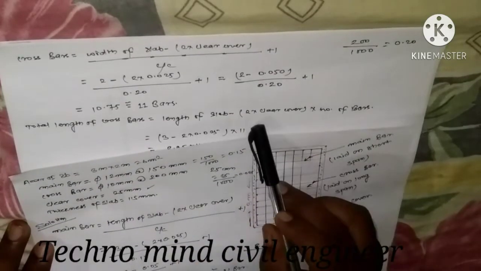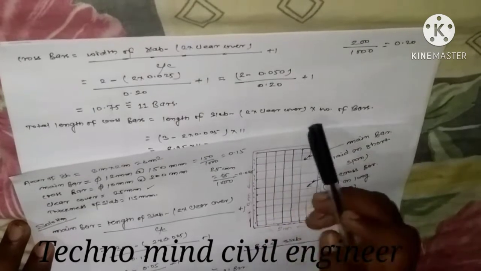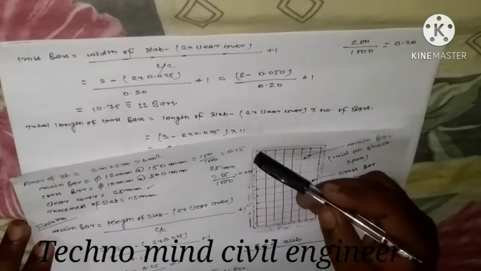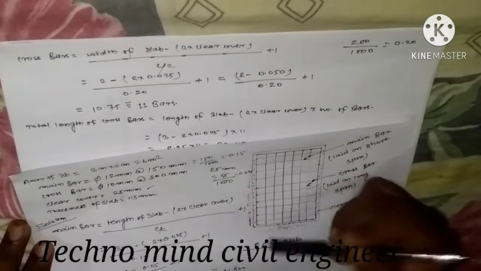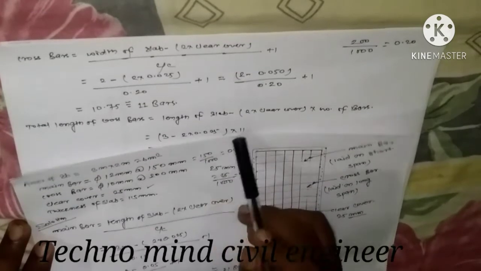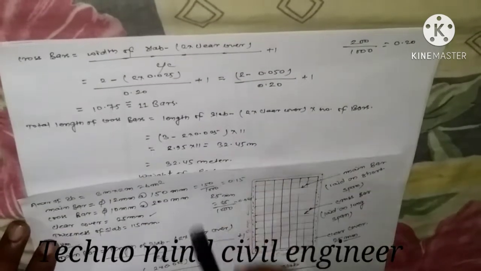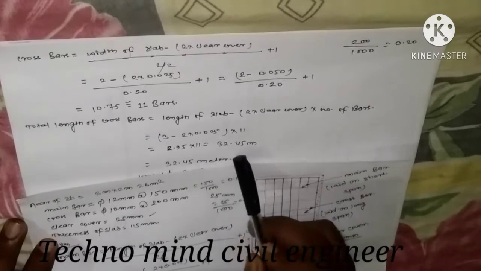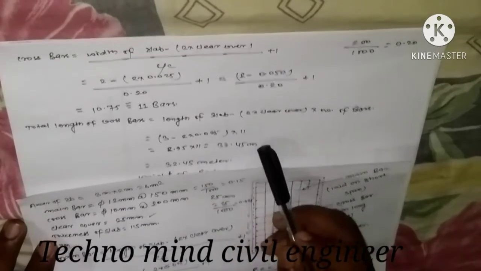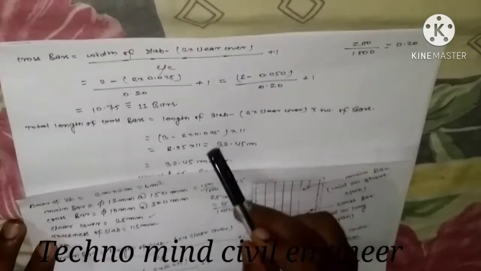The total length of crossbar is calculated by the length of slab minus 2 into clear cover, into the number of bars. The length is 3 meter, minus 2 into clear cover, into the number of bars. This gives 32.45 meter. The total length of crossbar is 32.45 meter.